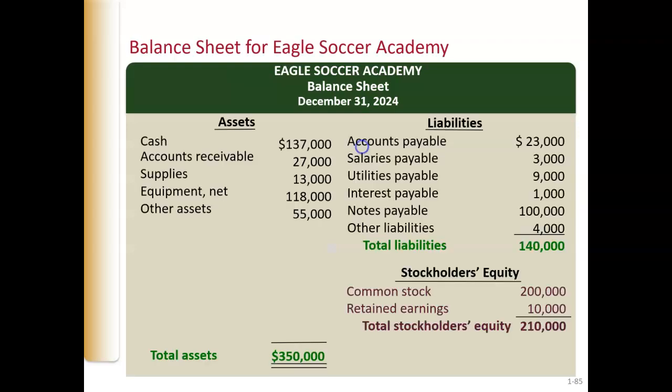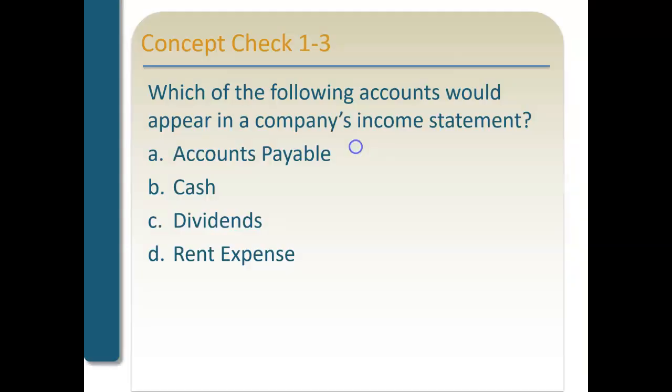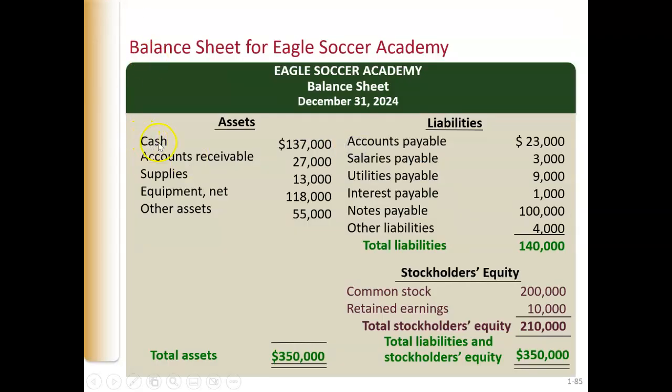The balance sheet for Eagle Soccer Academy shows various assets: cash, accounts receivable, supplies, net equipment, and other assets of $350,000. Do you see the liabilities have the word what? Payable. You know it's a liability because they have the word payable. And then they have other liabilities, which is a liability, okay? Of $140,000, the stockholders' equity is $210 for a total of $350. Do you see our assets equal our liabilities plus our stockholders' equity?